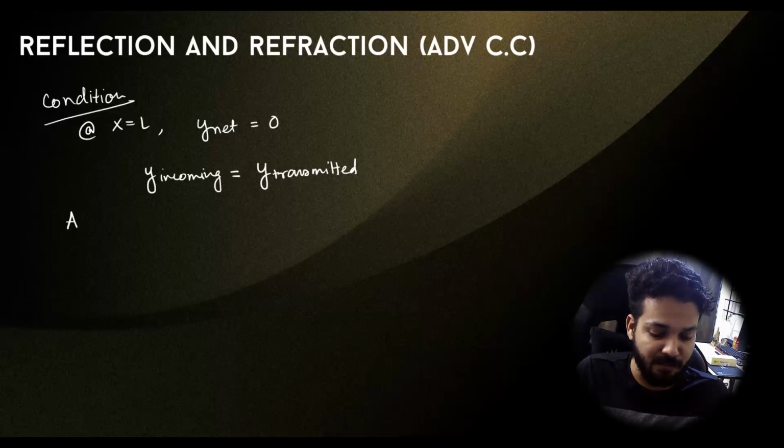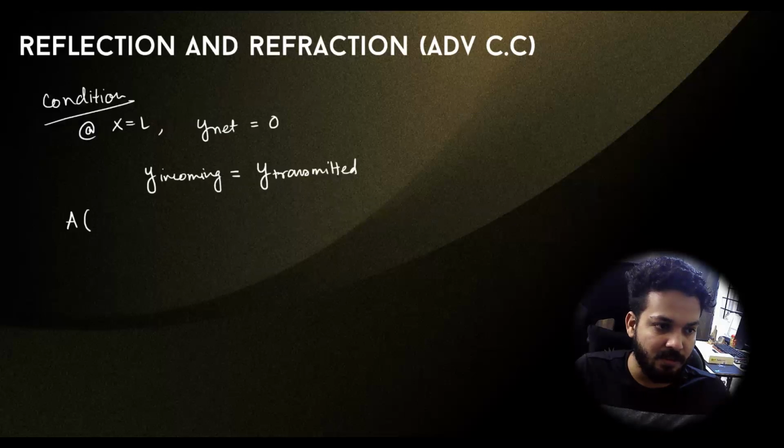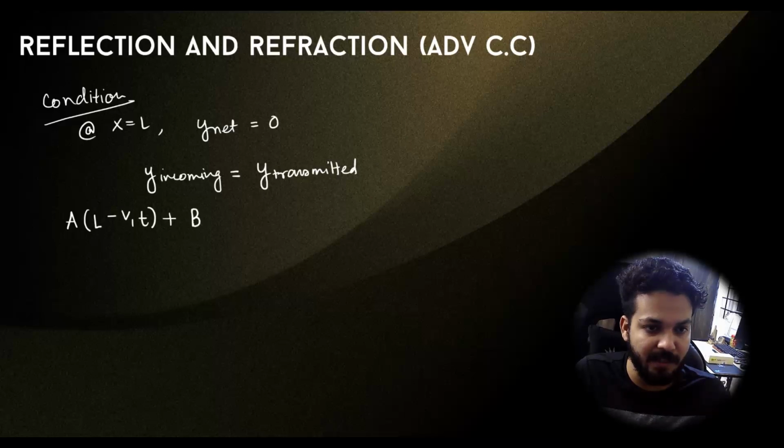So a times x, instead of x I'm going to replace it with L, right? So look at this equation. This equation says a of (x minus v1t) and b of (x plus v1t). So I'm going to replace this with a of (L minus v1t), and then I'm going to add b of (L plus v1t).